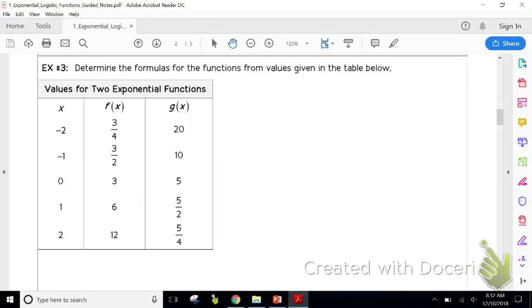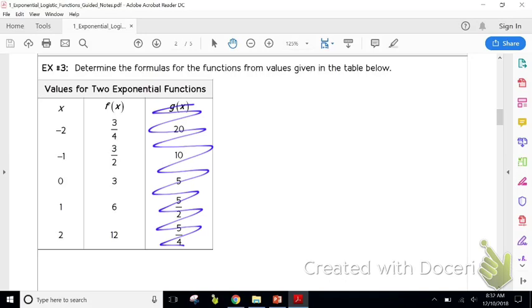So let's look at example 3. It says determine the formulas for the functions from values given in the table below. So we've got two different equations going on here. So first, let's just focus on f of x. Don't do this to your paper, but don't worry about this right now, okay? So when we look at these two columns here, we're going to try to write the equation for f of x.